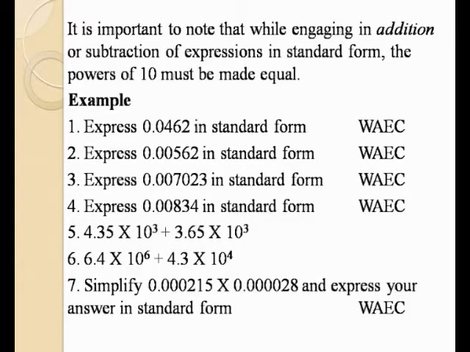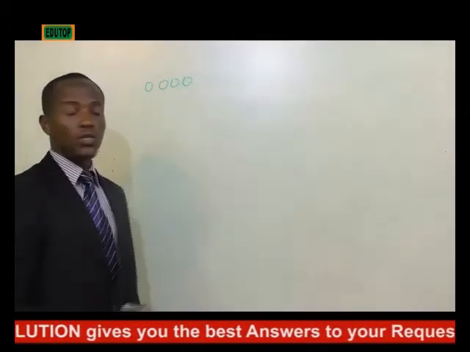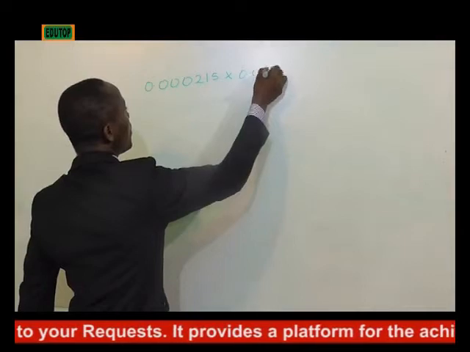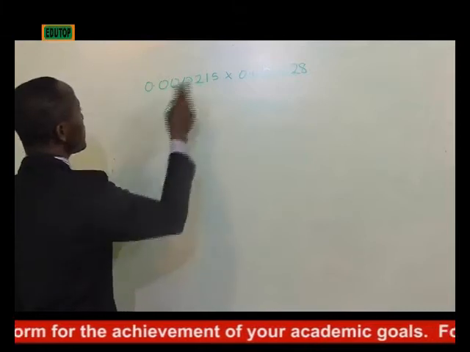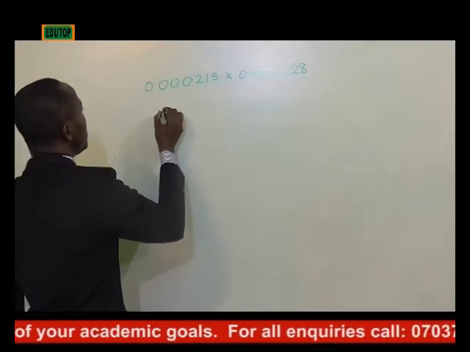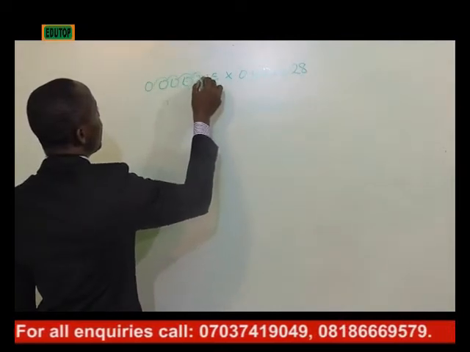Example number 7. Simplify 0.000215 times 0.000028 and express your answer in standard form. What we'll first do is take these two numbers and multiply each by a power of 10. If you move this decimal point, that will be 1, 2, 3, 4, 5, 6.